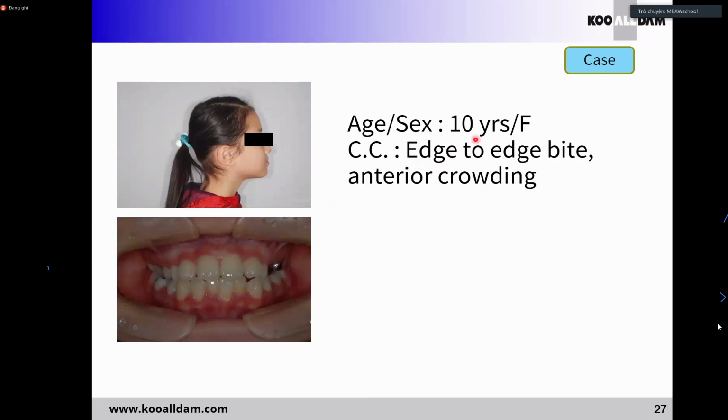This patient is a 10 year old female patient. She came to my office due to edge-to-edge bite and anterior crowding.